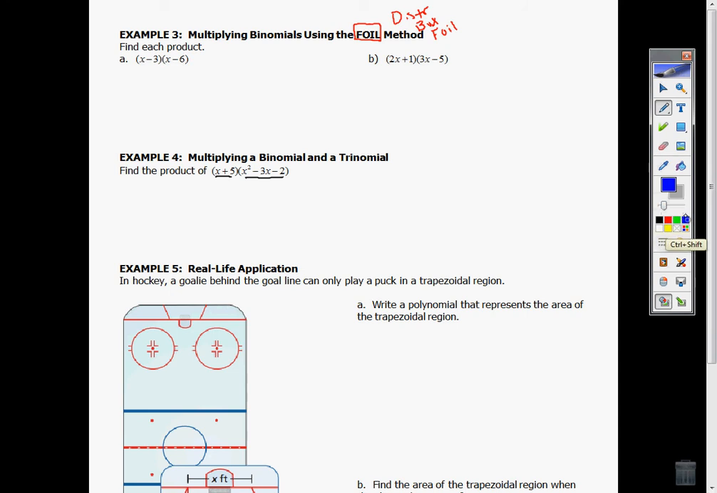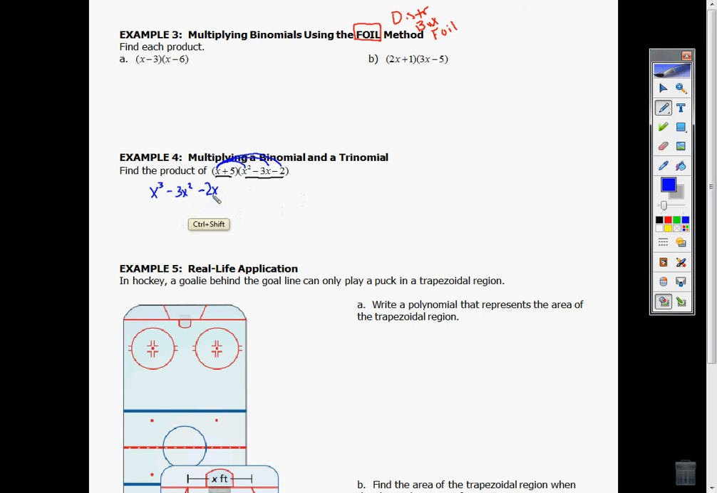So let's do repeated distribution first. I'm going to use blue for the top. I do x to x squared, x to negative 3x, and x to negative 2. Makes nice little rainbows. And what do I get? X to x squared gets x cubed. X to negative 3x gets negative 3x squared. X to negative 2 gets negative 2x.